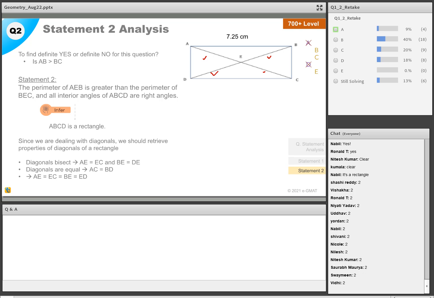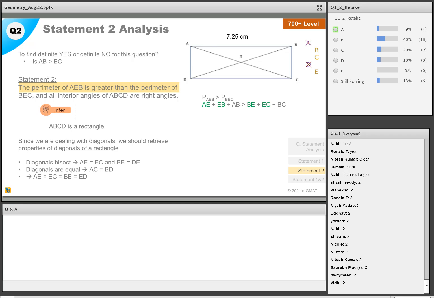EB and DE have to be equal, right? And also, since the diagonals are equal, all these four parts are equal to each other. There's another very important piece of information that's given in the statement. The perimeter of triangle AEB is greater than the perimeter of triangle BEC.